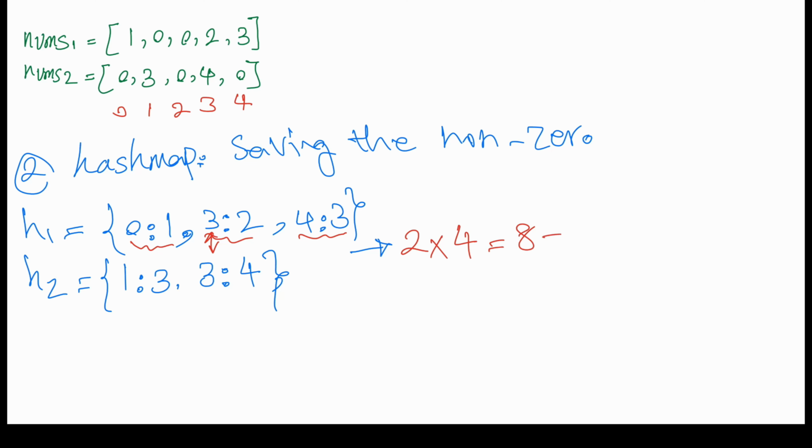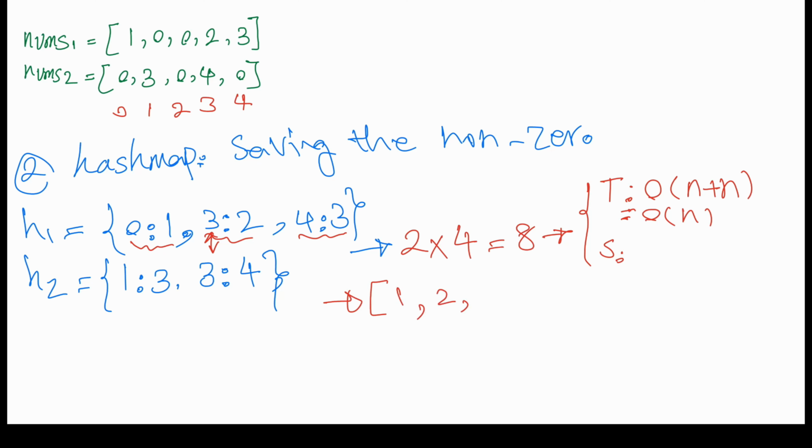So here, what is the time and space complexity? For the time, we have to go through each array to build the hash map, so we have O of n plus n, which is O of n. Then during the calculation, we also go through the hash map, but it has the same time complexity as before. For the space complexity, in the worst case, we have to save all of the values in the array. So consider an array as 1, 2, 3, 4.